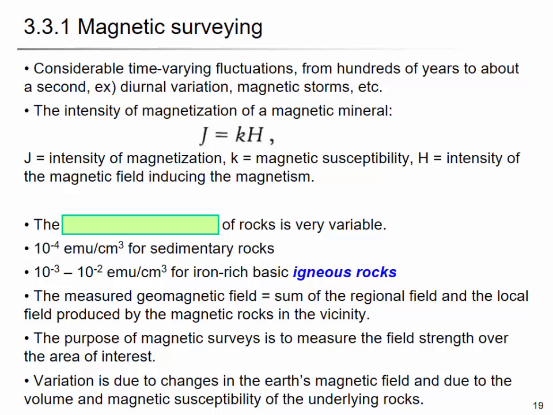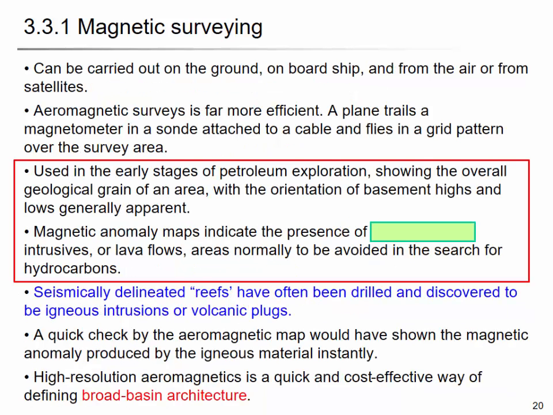And the magnetic susceptibility of rocks, the range of those values, is very wide. Sedimentary rock is 10 to the negative 4. And iron-rich igneous rock is 10 to the negative 3 to 10 to the negative 2. So if you have a magma intrusion, which is basically igneous rock, then you have a stronger magnetic field and a higher magnetic susceptibility.